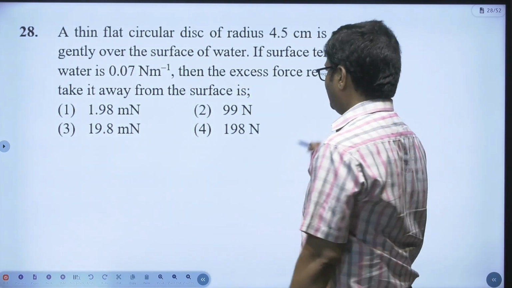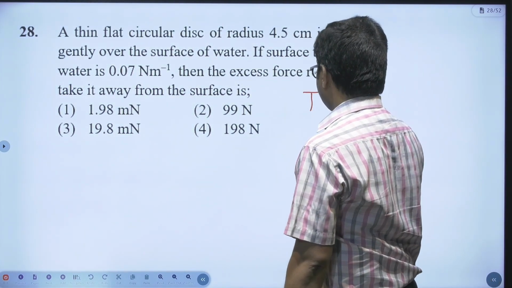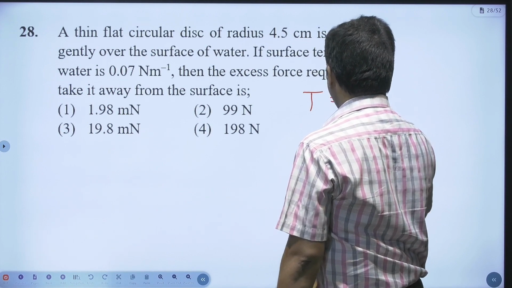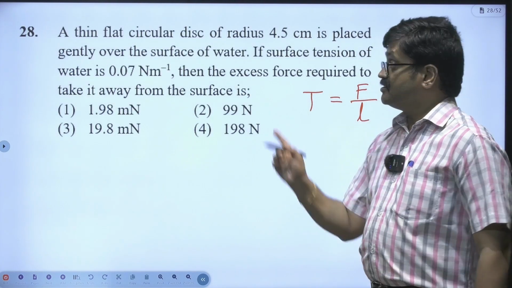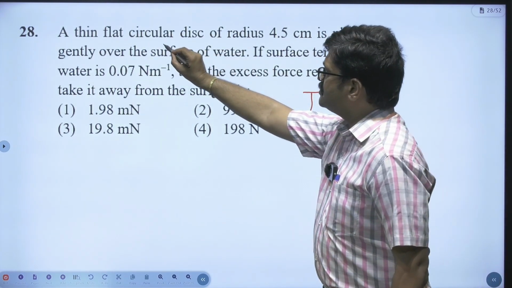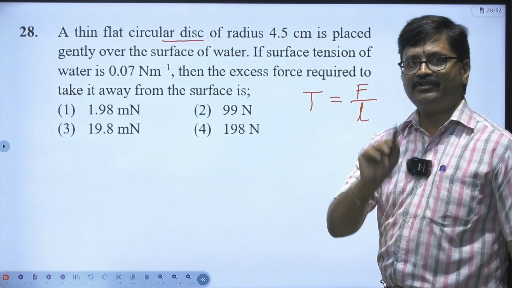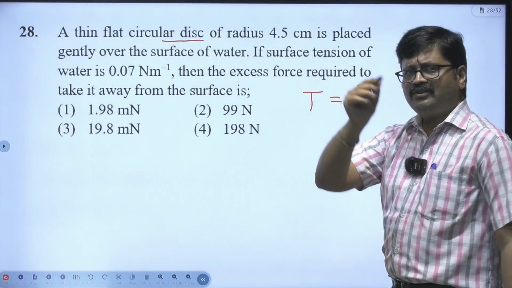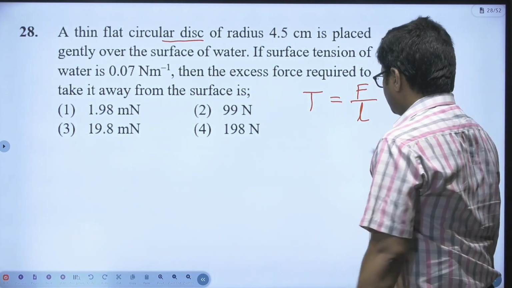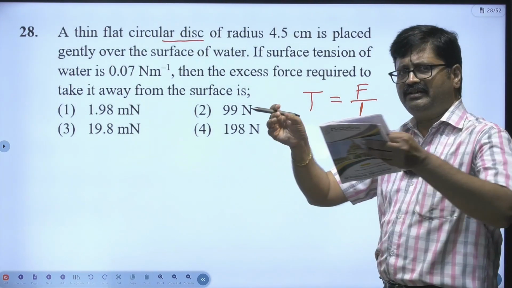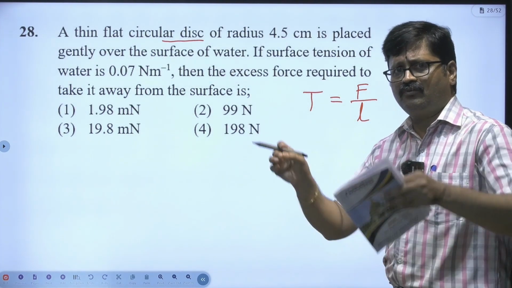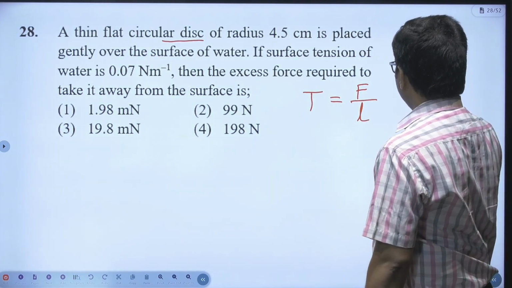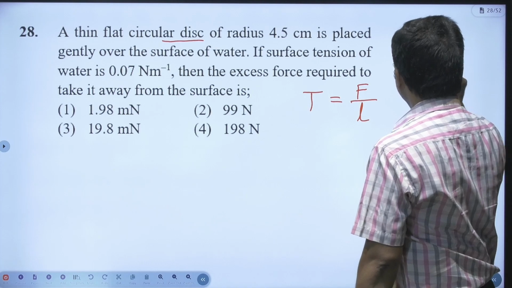Now we know that surface tension T is equal to force divided by length. Since we are considering a circular disc here, what is the value of the length of a circular disc? When you are gently placing it on a liquid or water, definitely we can see that L will be equal to 2 pi r.